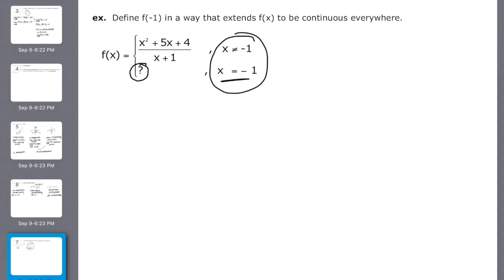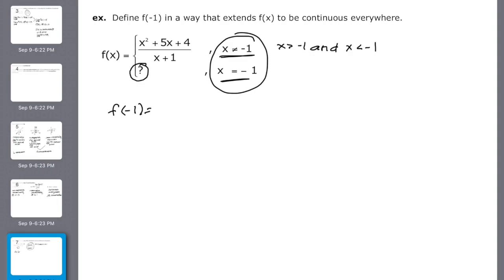Okay, that's my f of negative 1. That's what I'm trying to figure out. So I'm trying to figure out what f of negative 1 must be. The other one, this one right here, another way to write this is we can say x is greater than negative 1 and x is less than negative 1. So both of my inequalities fall on the same part of my equation.